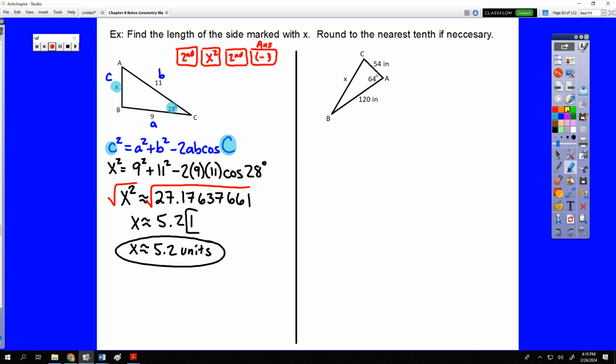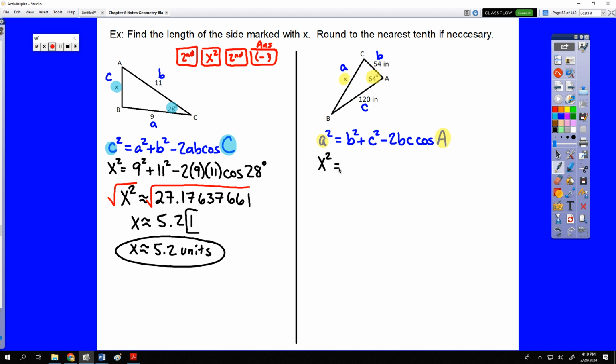Again, we look to see, well, what angle do we know? We know angle A, which means little a, which is the side length opposite angle A, is going to be by itself. So little a squared will be little b squared plus little c squared minus 2bc cosine of angle A. Again, whichever angle we know, the opposite side length is by itself.